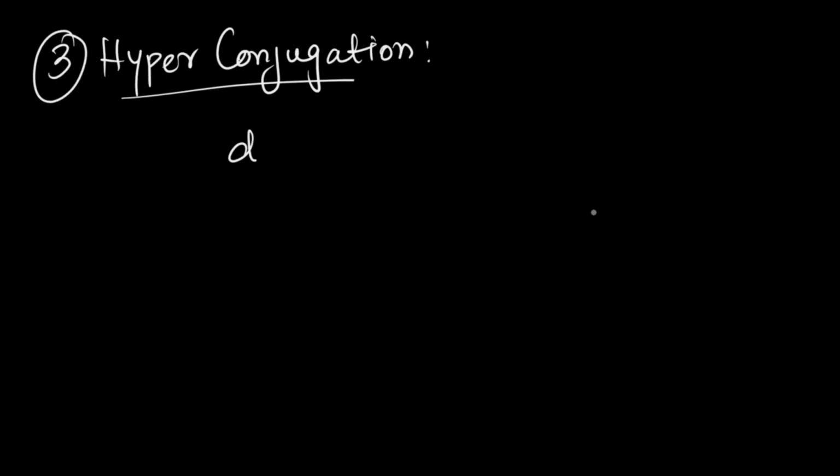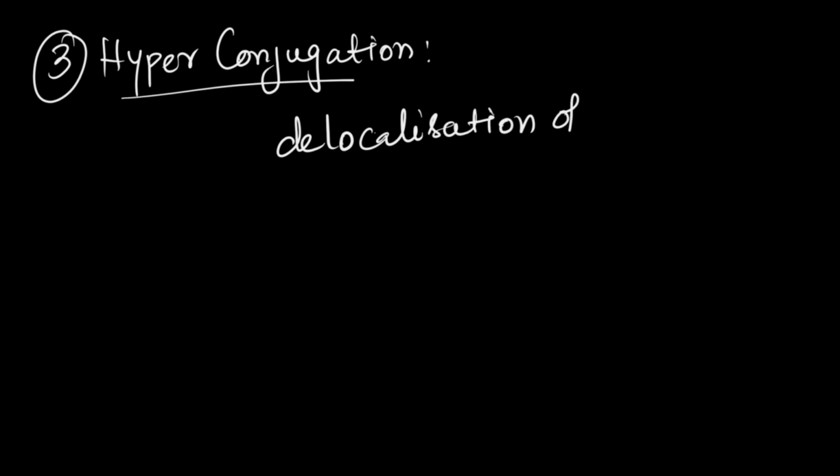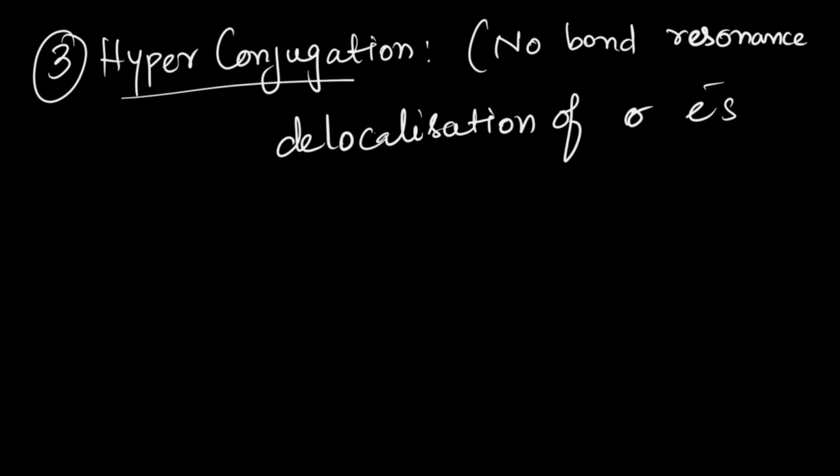The next effect we are going to talk about is hyperconjugation. Hyperconjugation is the delocalization of sigma electrons, which is also called no bond resonance. There is no bond formation; it's like the bond will disappear.